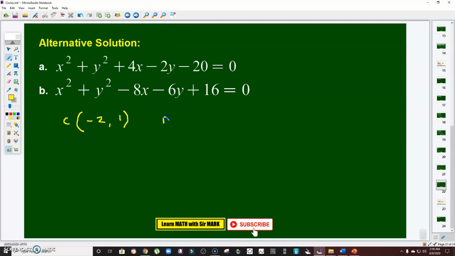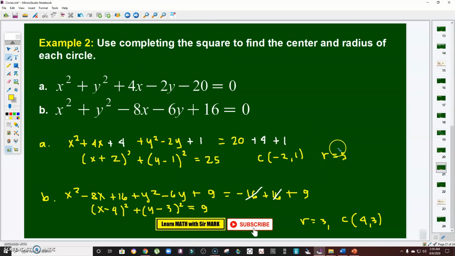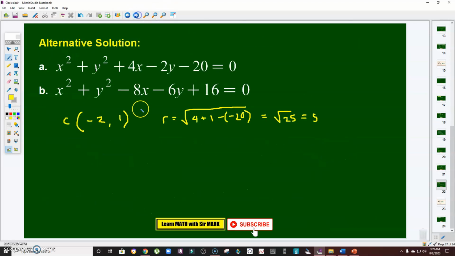Next, how about the radius? What was the formula of the radius again? Square root of whatever this is. So, negative 2 squared, I just square it, that will be 4. Plus, I just square this, that will be 1. Minus F. What is my F? Negative 20. See that? So, that will be 5 plus 20, so square root of 25. Of course, the square root of 25 is 5. The question is, is it the same radius? Yes, it is the same. See that? Okay, next.